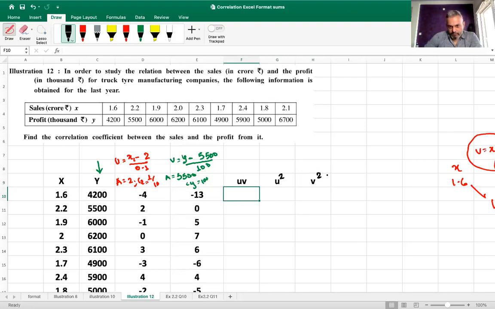U square, V square. Now U into V. Please do calculations on your own to gain confidence. 52, 0, minus 5. Many students make mistakes over here in UV because of the negative sign. So please be careful.